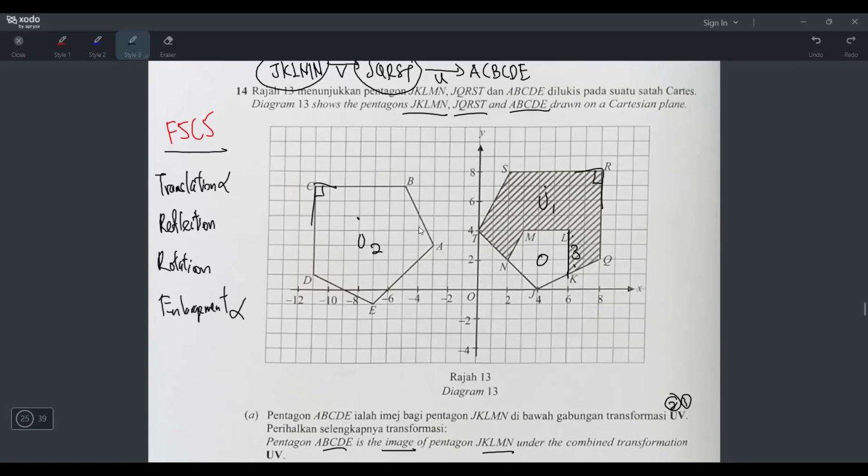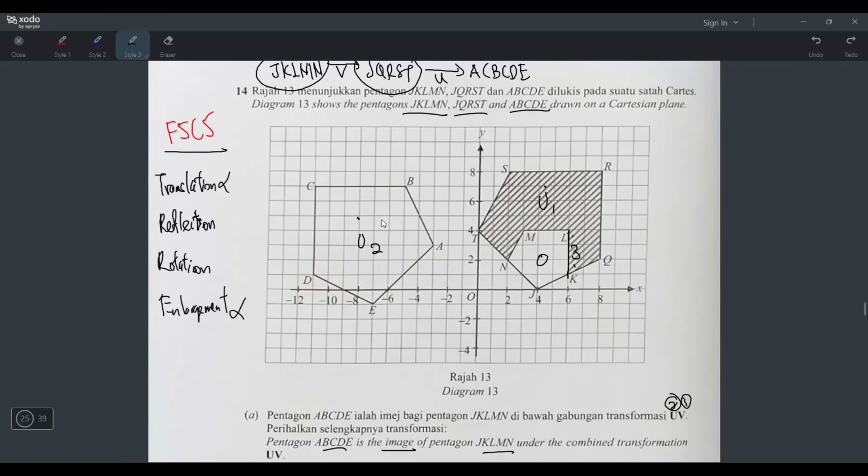That means the orientation of the shape already changed. It means the shape ada terbalik sikit dah. So the orientation sudah tukar. So it's either reflection or rotation, right? Okay, dua-dua ni yang paling susah untuk tengok. Yeah, it's very hard to determine whether it's reflection or rotation.